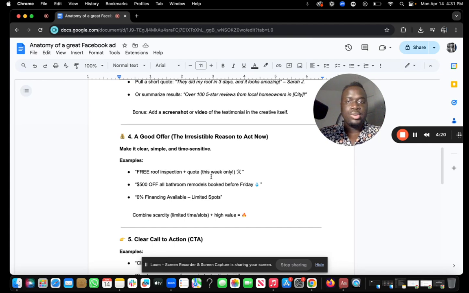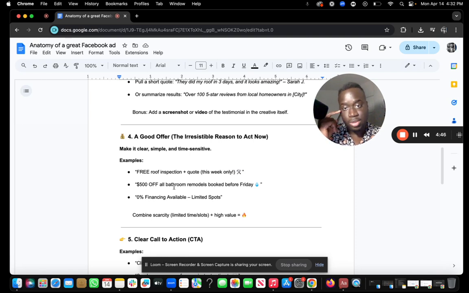Now, probably the most important part of your ad is the offer, because without a good offer, you might find that you get a lot of impressions. Maybe people comment, okay, but they don't really opt in. They don't become leads. So your offer needs to actually be good to your demographic. So examples of some solid offers are free roof inspection plus quote. Maybe you could add on something else.